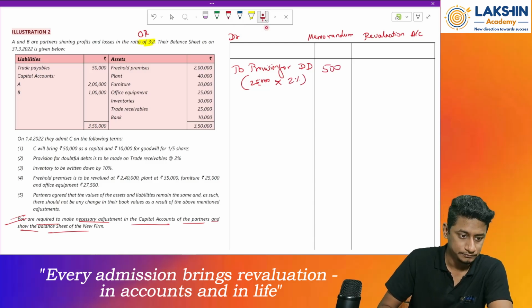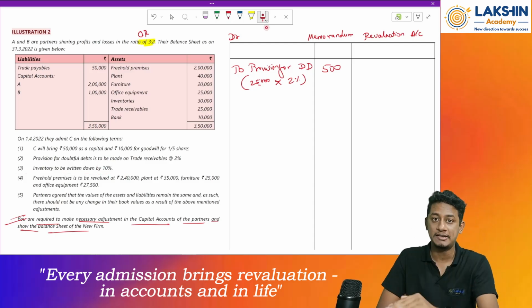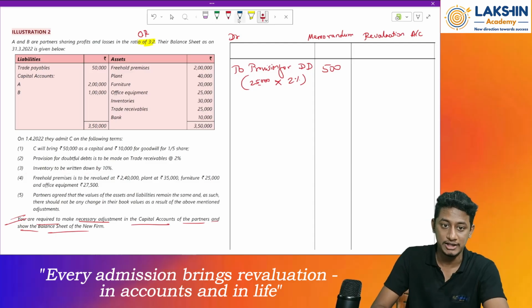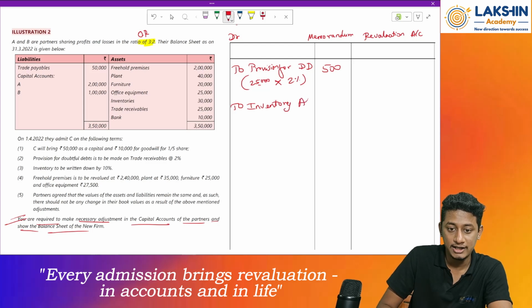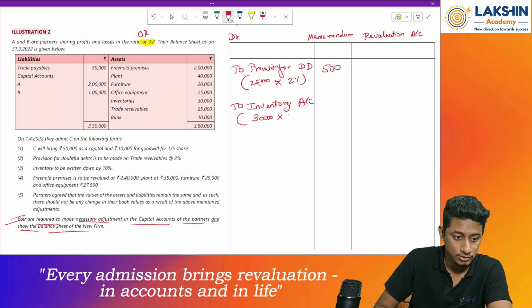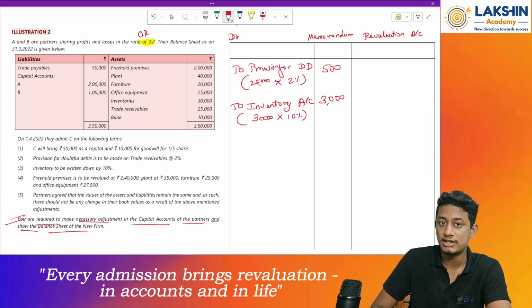Okay, then inventory is to be written down by 10%. Written down by 10%. So by this much value it should be written down. How much is the value of inventory? Since it is a written down of an asset, I will decrease it and show it as an expense. So inventory account. How much? Inventories rupees 30,000 into 10%. That is rupees 3,000 decrease. Okay.